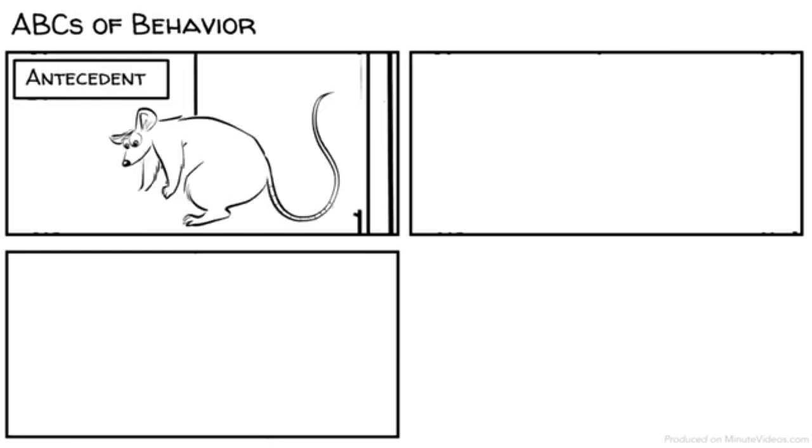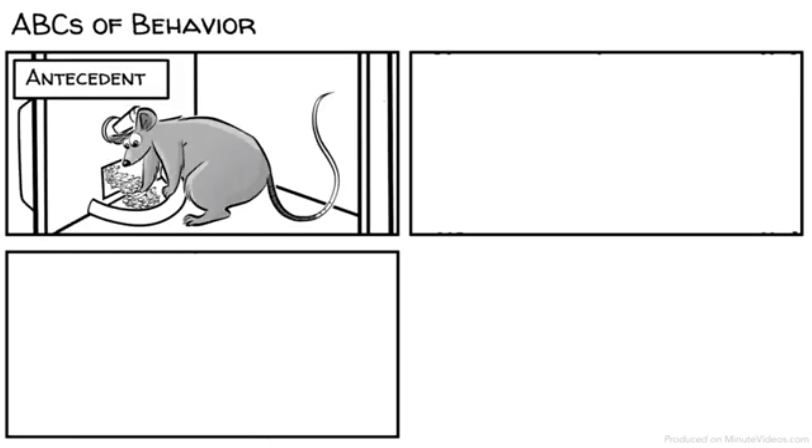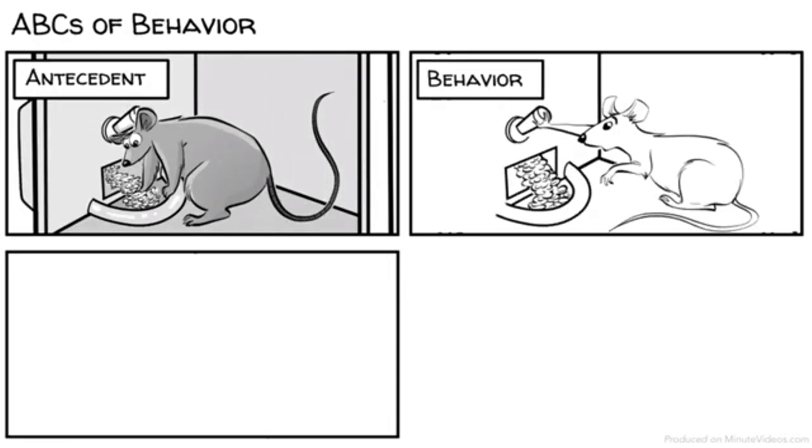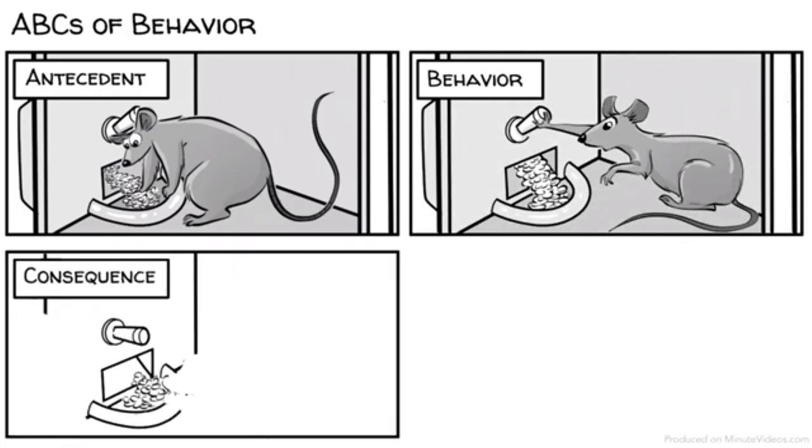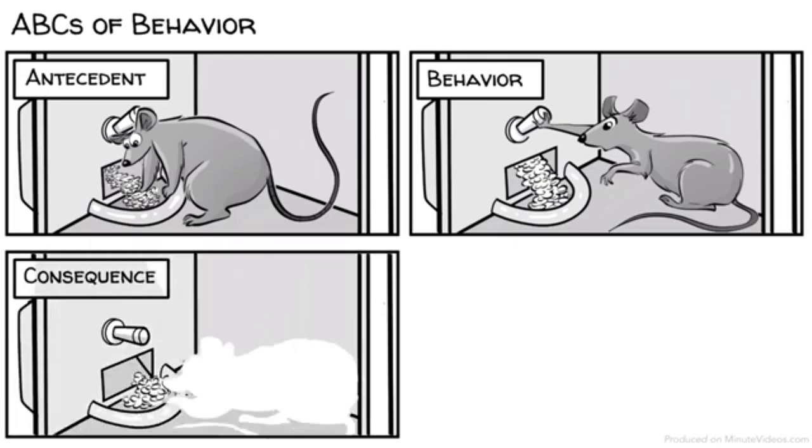Conditioning happens in a three-term contingency, today known as the ABC of behavior. A stands for antecedents. The rat accidentally hits the lever that triggers the release of food. B stands for behavior and refers to the response. The rat keeps pressing the lever. C stands for consequences. Food keeps coming out.